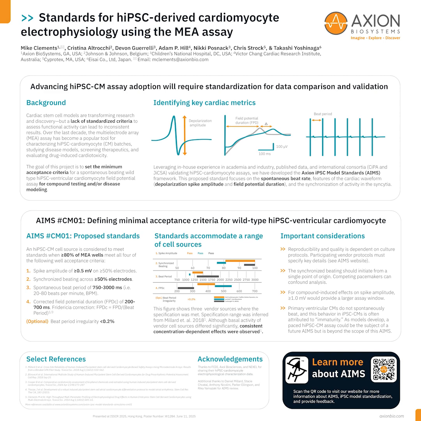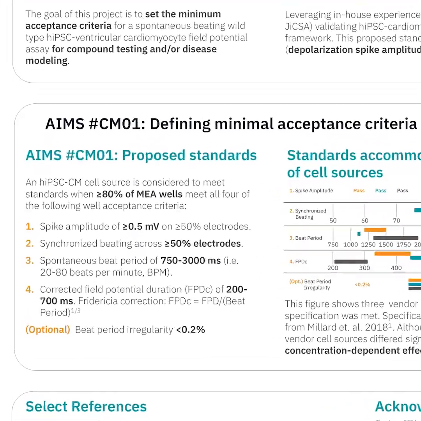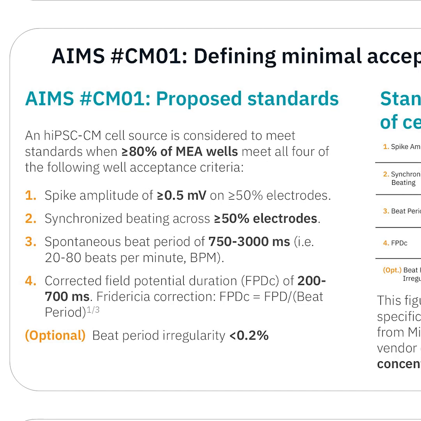Cell models where less than 80% of the wells meet the acceptance criteria could be useful for preliminary exploratory studies, but would be impractical for use in an assay. So now for the acceptance criteria. For a well to meet the proposed functional standard, the iPSC cardiomyocytes need to meet all four of the following well acceptance criteria. 1. A spike amplitude of greater than or equal to 0.5 millivolts on 50% or more electrodes in a well.